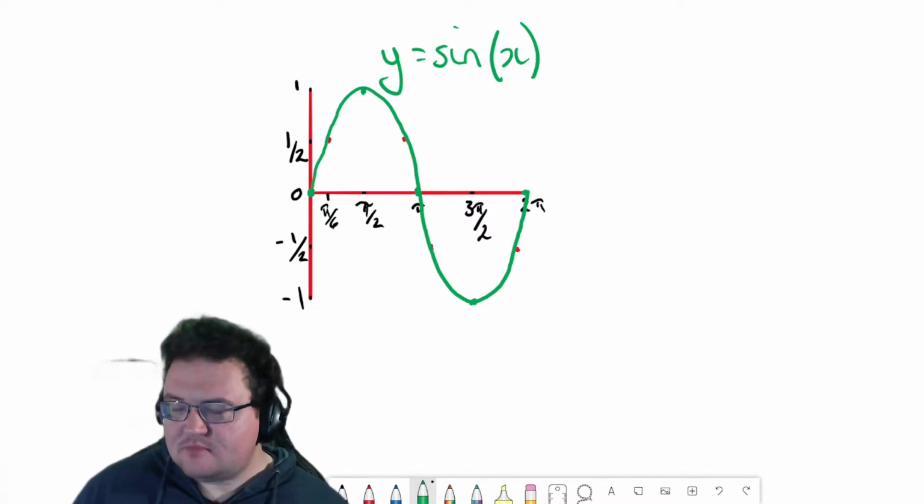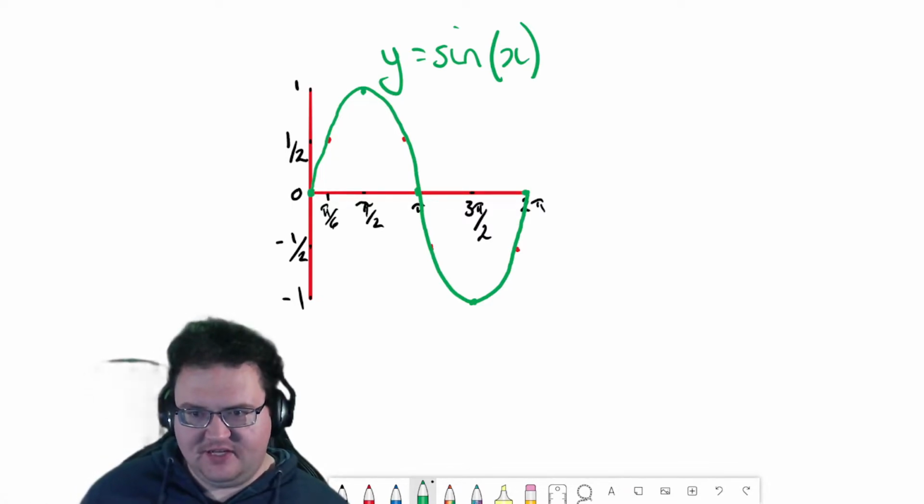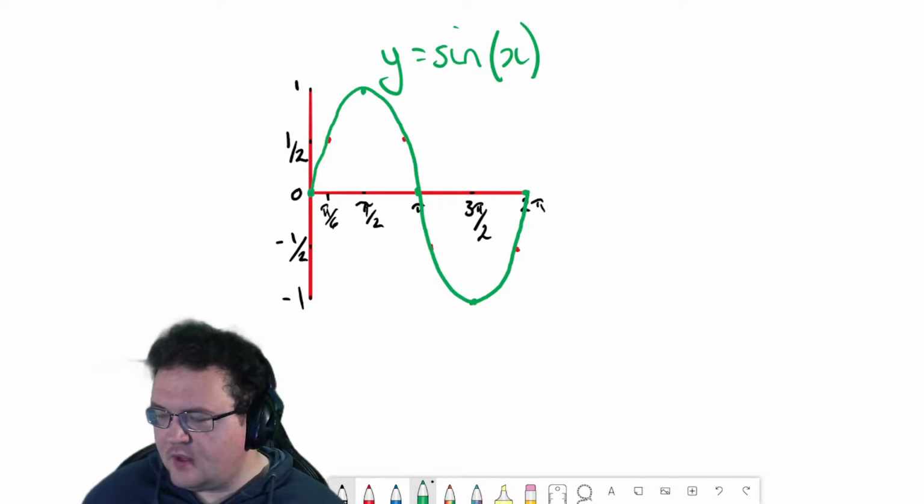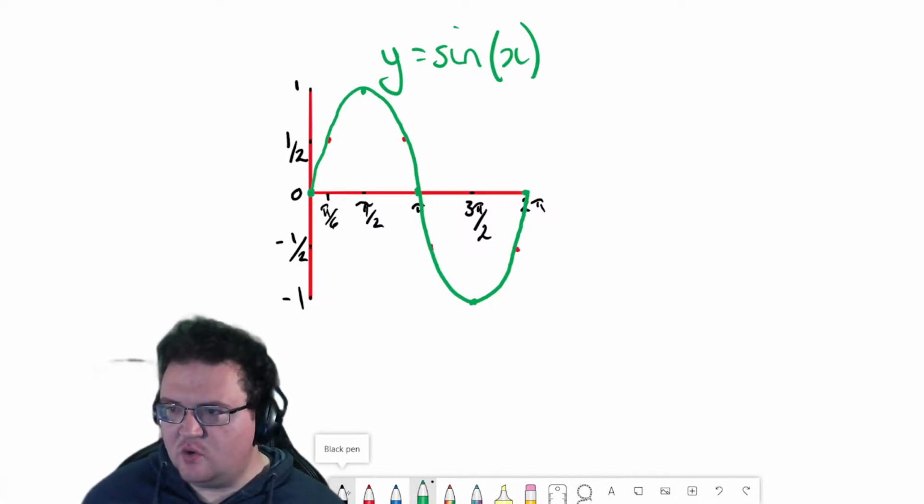All right. And our graph looks like this. If I was to extend it beyond 2 pi, I would just keep getting copies and copies of this exact pattern. This is what's sometimes called a sine wave, or a sinusoidal wave in physics. But for our purposes, it is just called a sine wave.